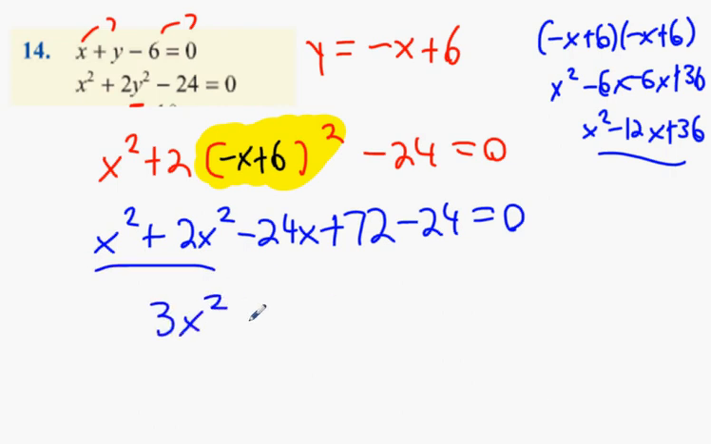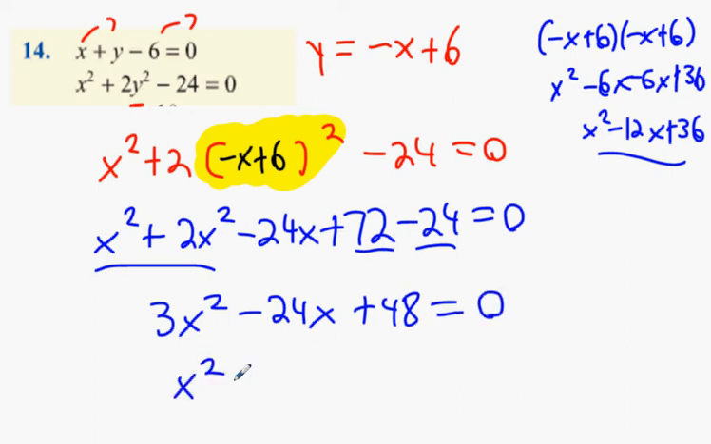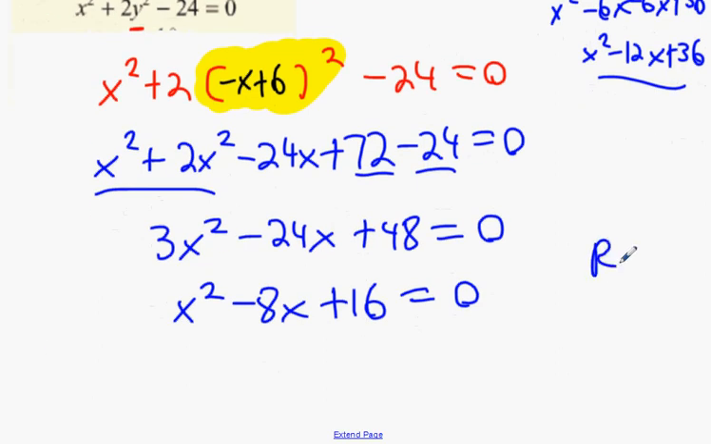How many x squareds do we have? 3 of them. And then 24x here. 72 minus 24? 48. Any number that will divide into all 3? 3. And after that, I think this is what you were talking about earlier, Luke, wasn't it? Reference number of 16, which means what? X minus 4 and x minus 4.